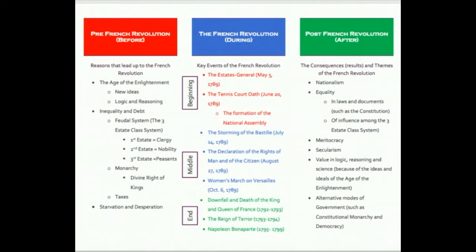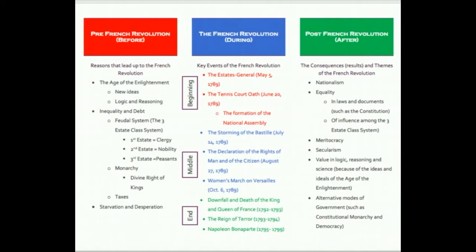In addition, we will look at how inequality and debt led the Third Estate, aka the peasants, merchants, and others of France, to starvation and desperation, which ultimately initiated the French Revolution. In the blue column, we will explore how the Third Estate overthrew the monarchy, killed the king and queen using a guillotine, which is a structure that slices off people's heads, and produced documents such as the Declaration of the Rights of Man and of the Citizen, which mirrors Canada's Charter of Rights and Freedoms.